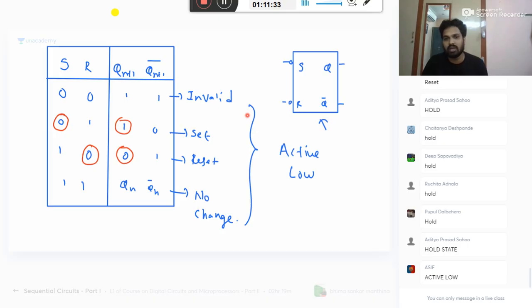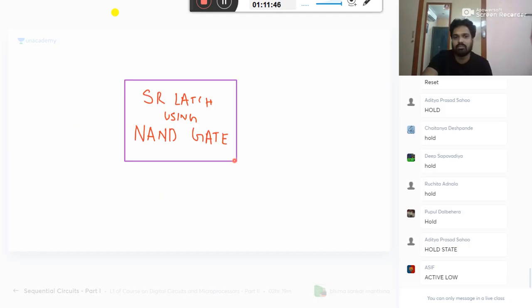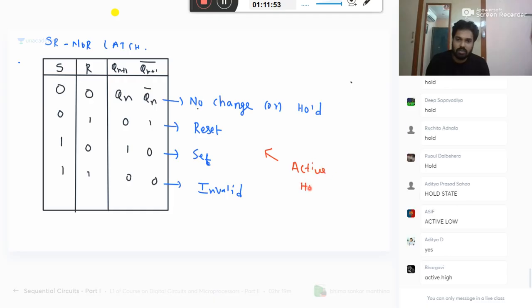If you take one inverter at the S and R input, it will work the same as NOR. That I will explain. Okay, is this clear? So NAND implementation is active low. Similarly, what is this? This one is active high. See, the examiner can give the block diagram anyway.